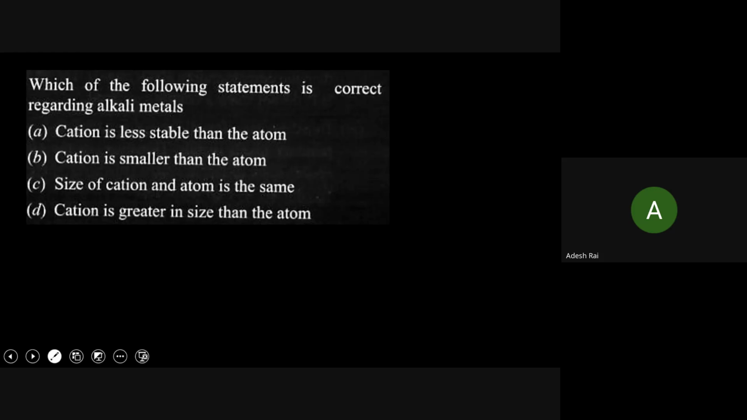Tell me. For alkali metals or for any ion, any atom is larger than its cation. Is that clear? Any atom is always larger than its cation.